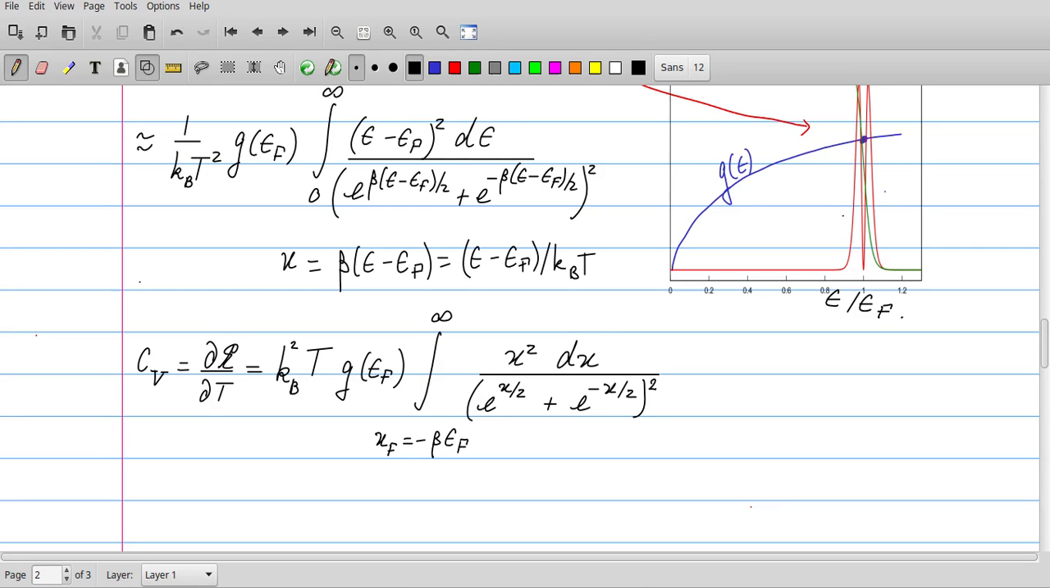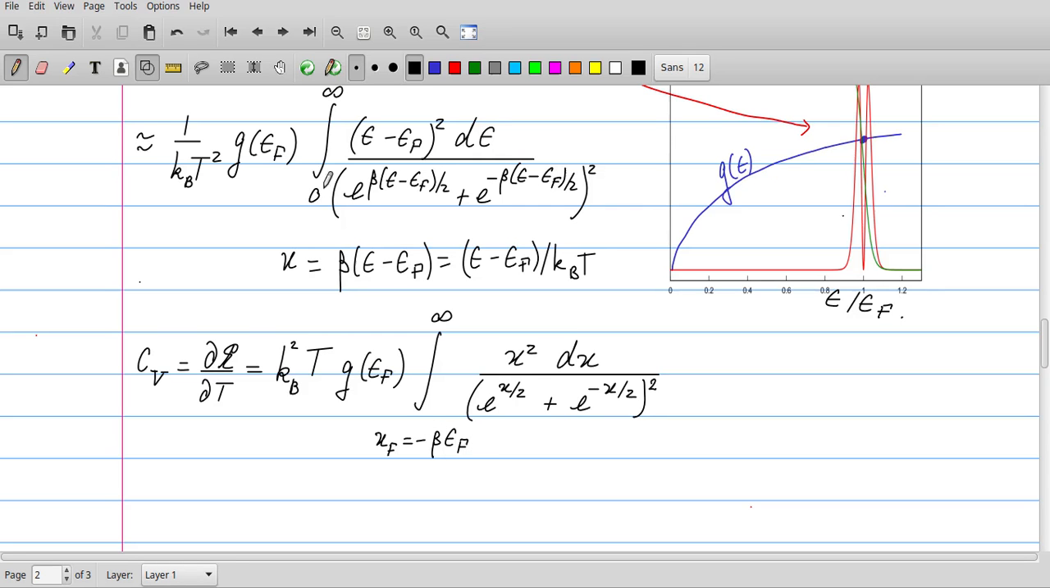Here we see the integral written in terms of x, and because of this transformation there is an extra factor of k_B T, which together with the k_B T squared here gives you now a k_B squared T. So we have an x squared dx, and so we have three factors of k_B T coming into the problem. A slight complication is the fact that the integral doesn't run from 0 to infinity or minus infinity to plus infinity, but it runs from x_F, which is minus β ε_F.